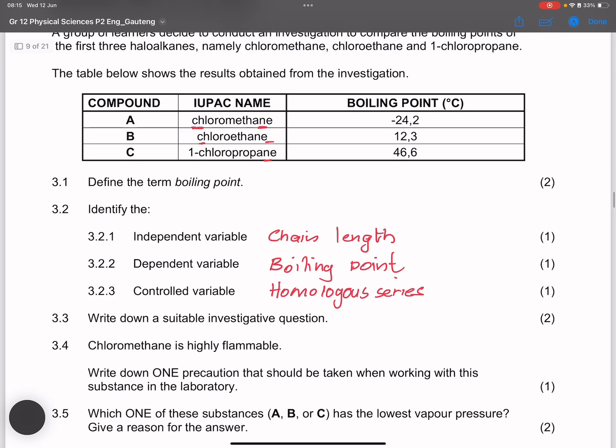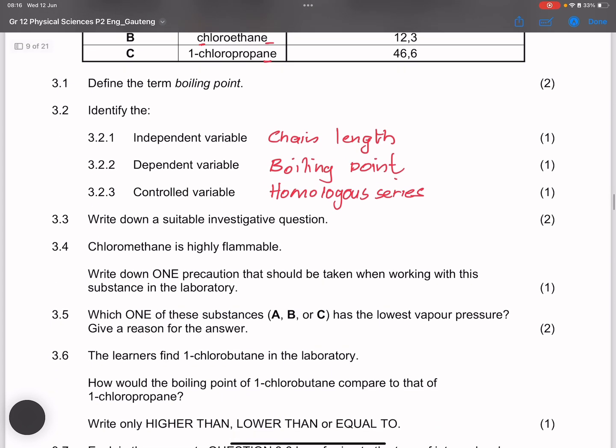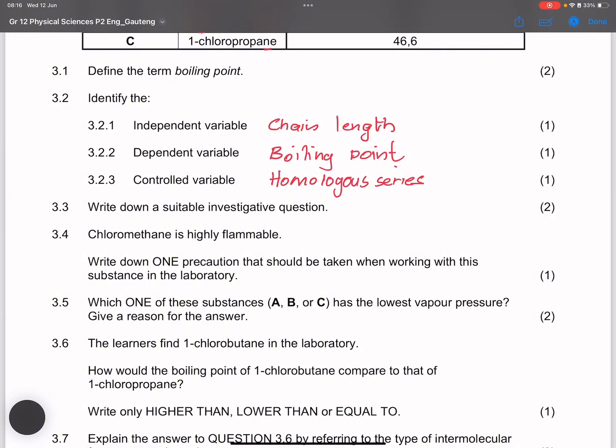On the next one, they say write down a suitable investigative question. Now remember, an investigative question needs to relate the independent variable to the dependent variable. And it must be an open question, meaning that you cannot answer the question with just a simple yes or no. So let's make an example. What is the relationship of chain length versus the boiling point? Or you can say, how is boiling point affected by the chain length? In this case, please remember to have a question mark at the end.